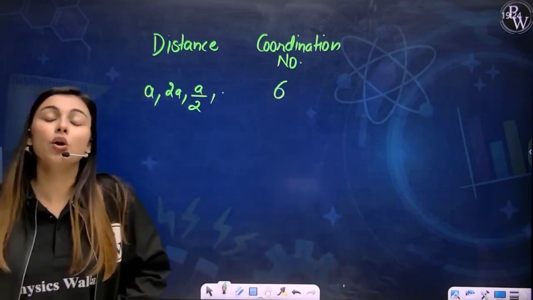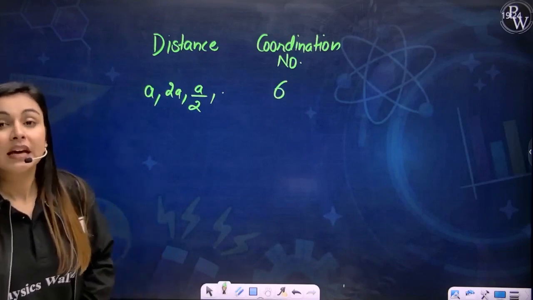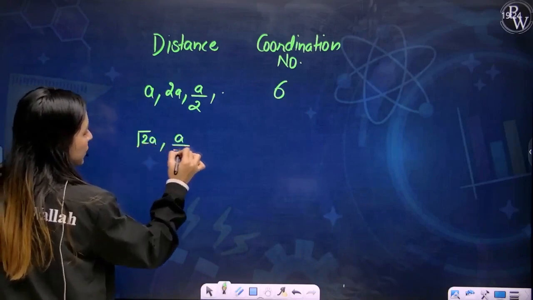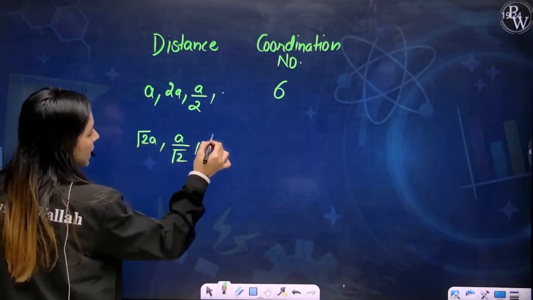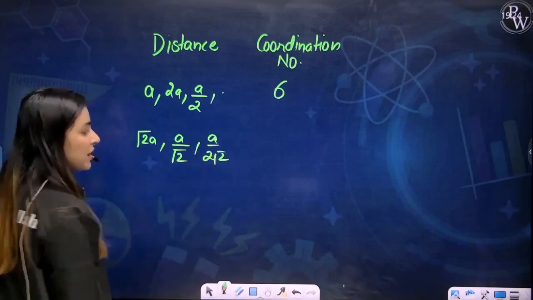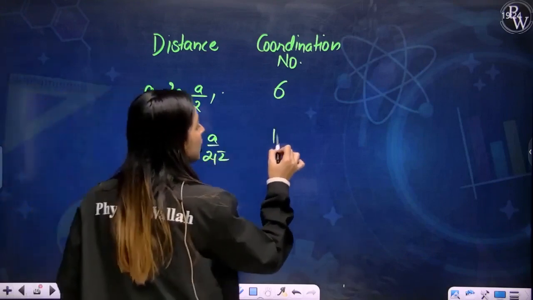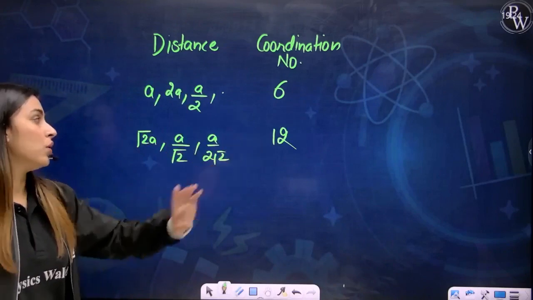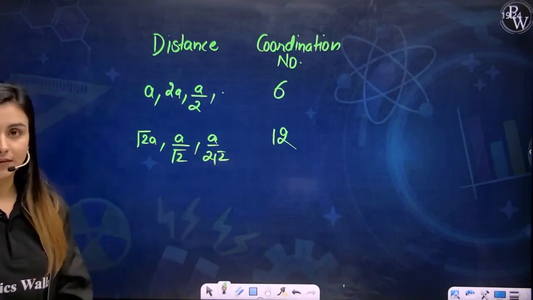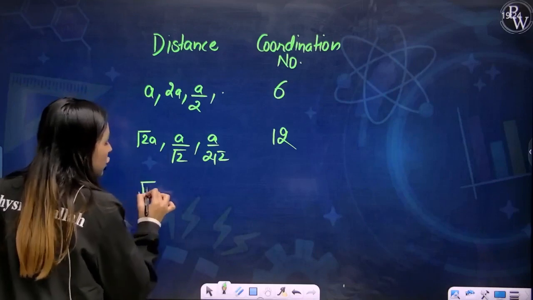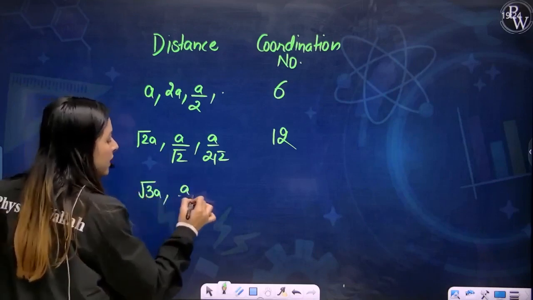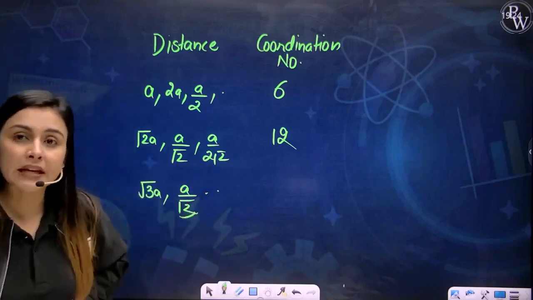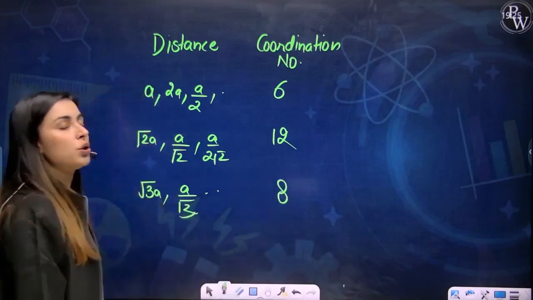Your coordination number will always and always come out to be 6. If your distance is some multiple of root 2A or A by 2 root 2, something like this, your coordination number will always come out to be 12. Be it anything, any multiple of root 2, the coordination number will come out to be 12. Let's see. If your distance comes out to be root 3A or A by root 3 or any multiple of root 3, your coordination number will always be equal to 8.